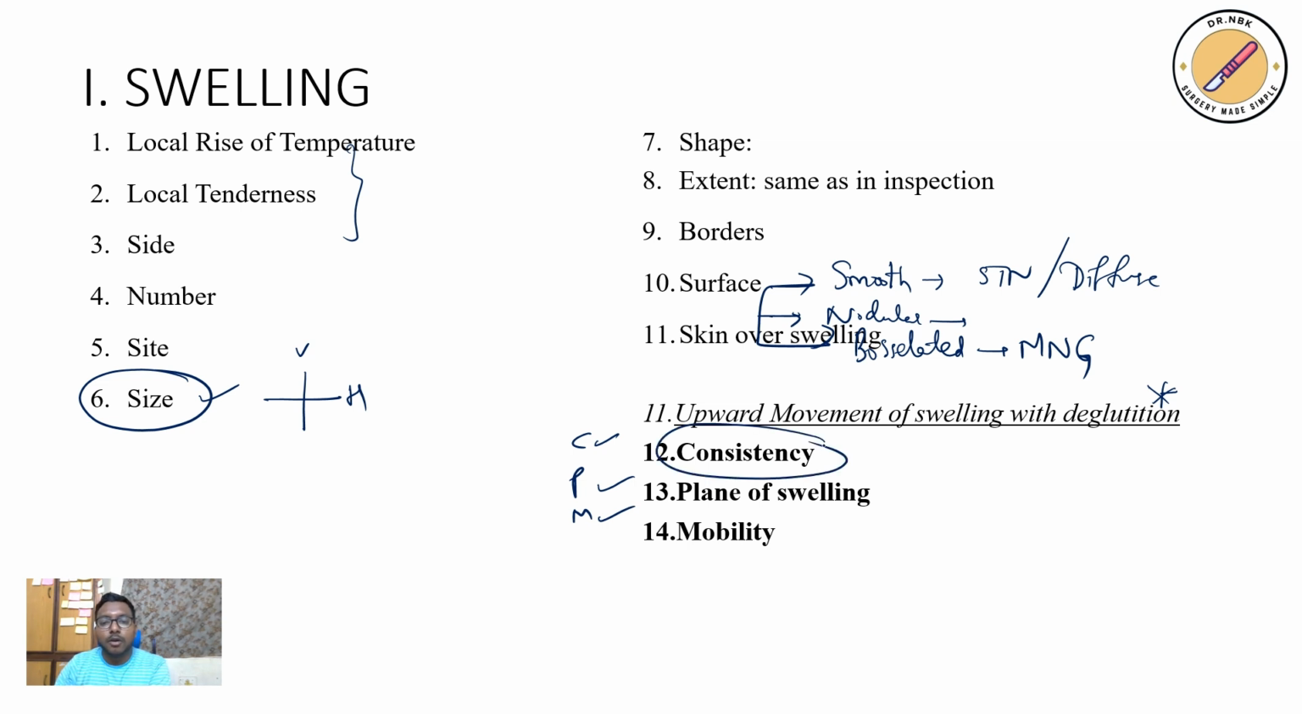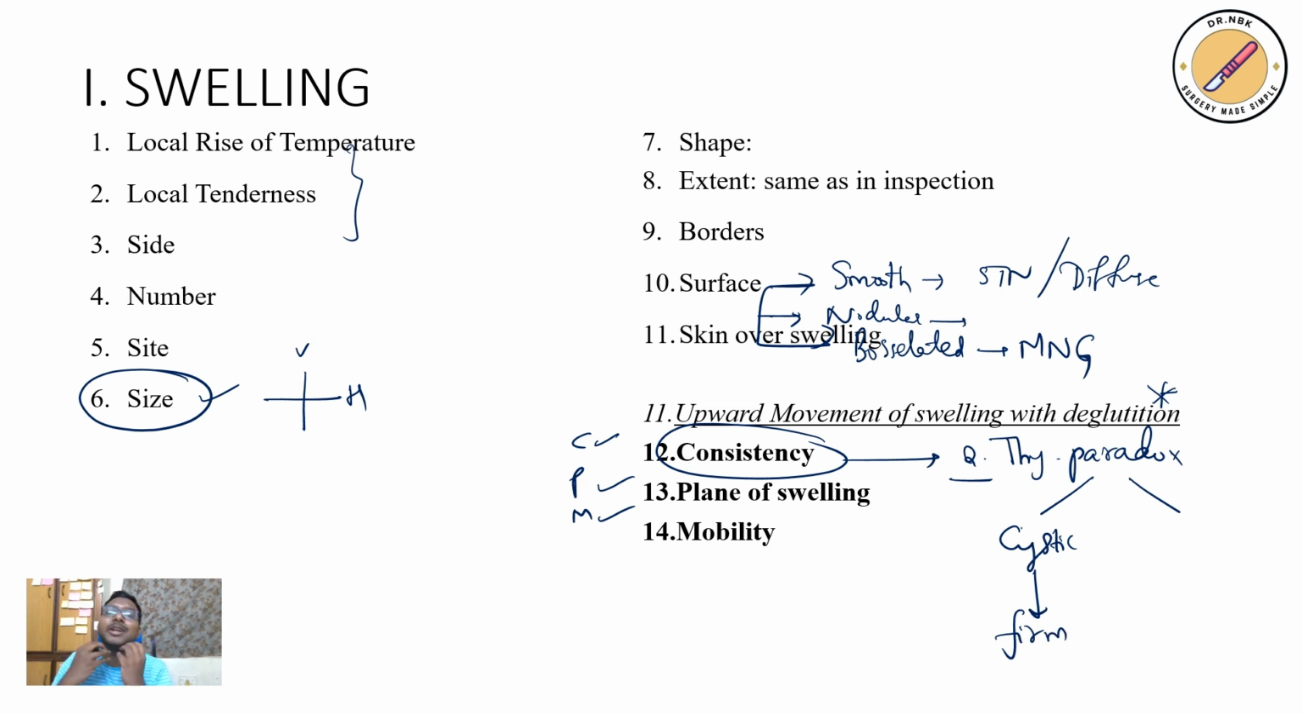At the level of consistency, the examiner can ask you one important question: what is thyroid paradox? Please understand the answer consists of two parts. First one is, even though it is a cystic swelling inside, when you are examining, it will feel like a firm one. So cystic appears to be firm. Why? Because of the tense capsule, that is nothing but the pretracheal fascia.